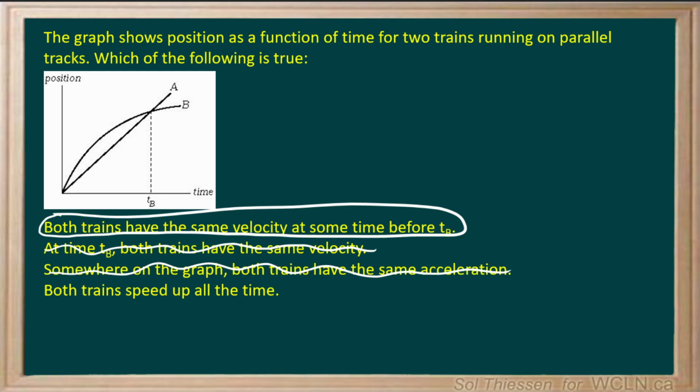And then we have both trains speed up all the time. And again, that is not true. As I mentioned, train A has a constant velocity, while train B is actually slowing down. So this statement is also not true, meaning that the first statement is actually the best choice for this problem.